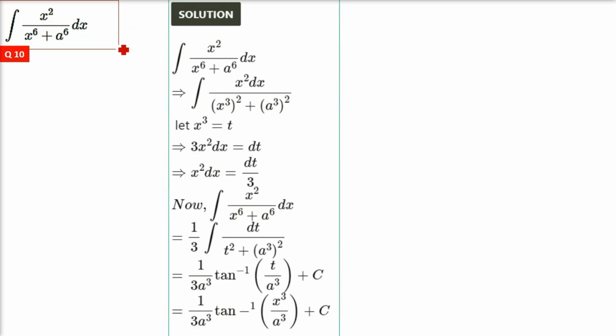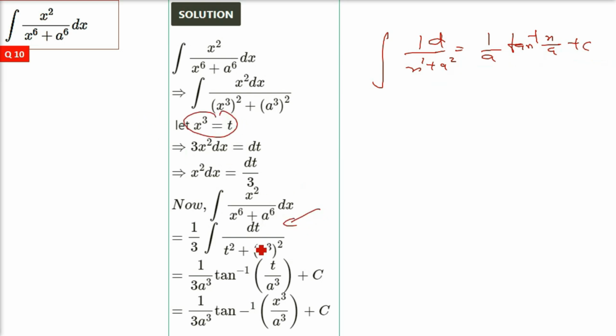So let me just show you, because you just have to take x raised 3 as t, and the formula is also easy. 1 by x square plus a square will come when you are solving this question. So in between you have to write 1 by a tan inverse x by a. This formula you can use, and x cube equals t is what we have done in the previous question. So just do this question like this.